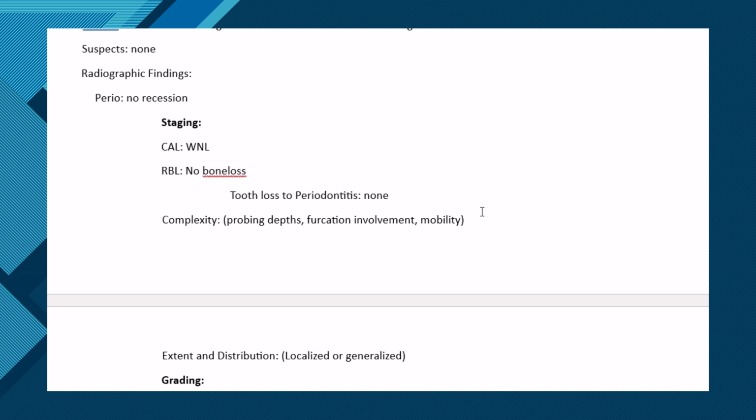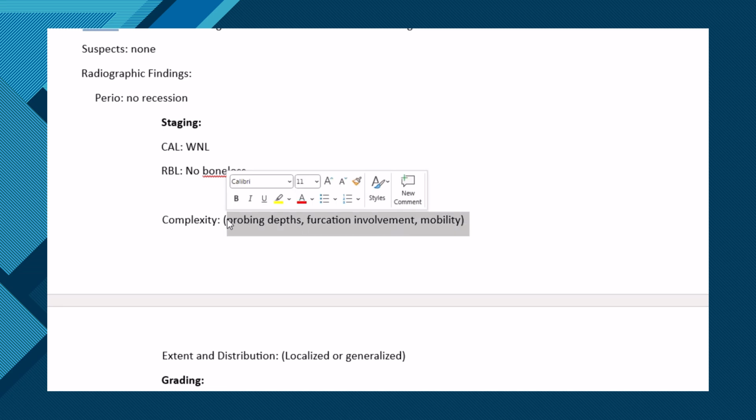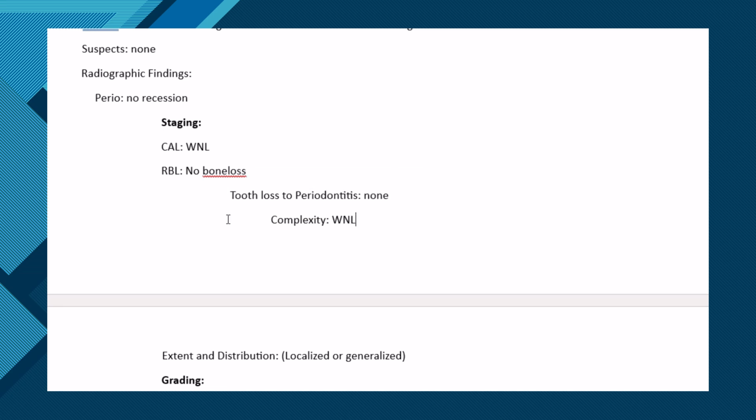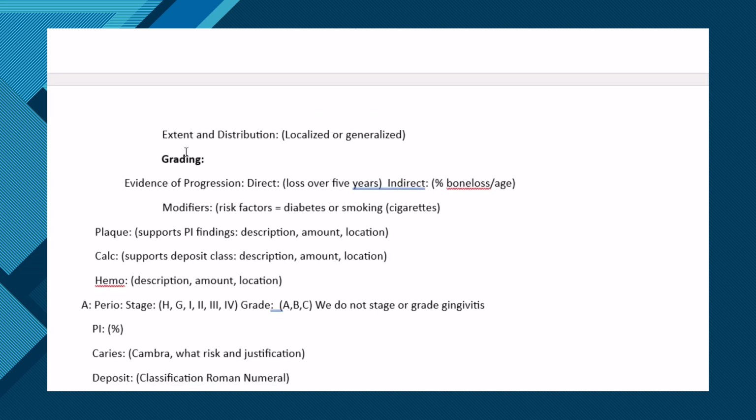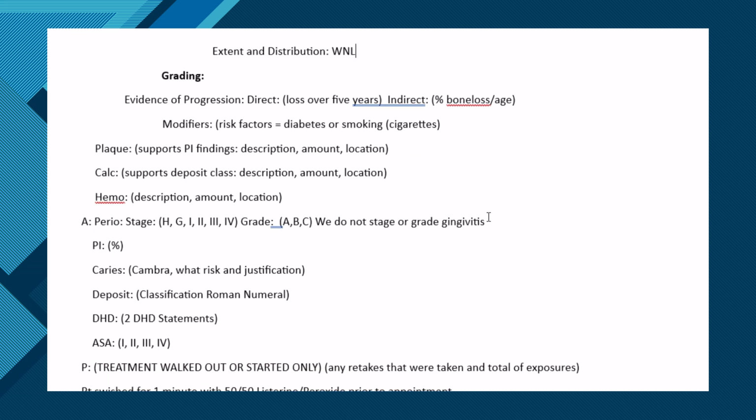Complexity, we're looking for probing depths, furcation involvement, and mobility. Patient doesn't have any. So I'm going to say within normal limits. The extent and distribution is within normal limits. And then we're going to go into the grading. Now, when we grade, we are looking for direct, indirect, and modifiers.